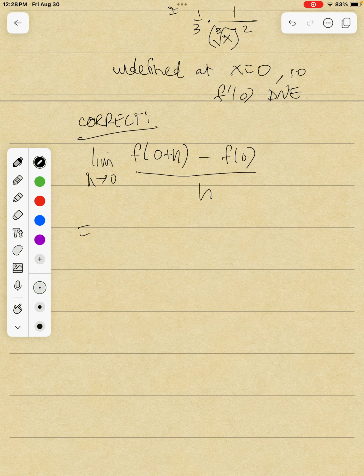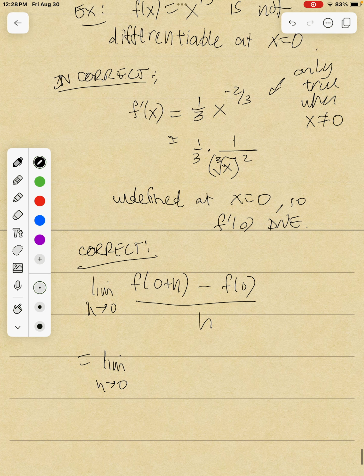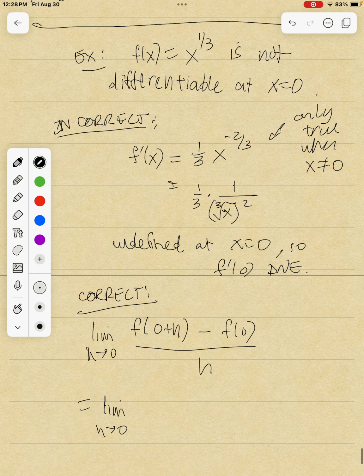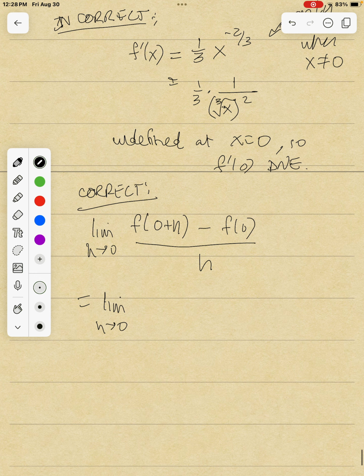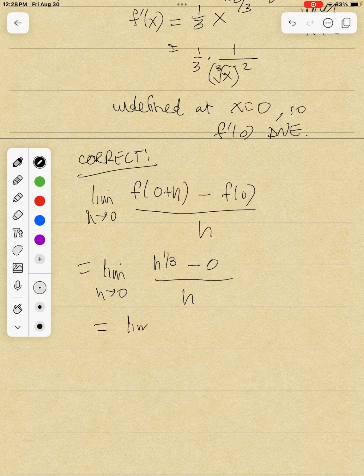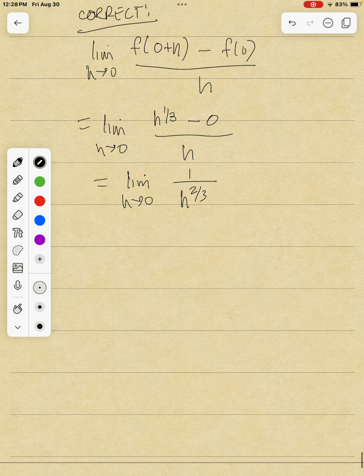Now, what is this limit equal to? It's the limit as h goes to 0 of f of h, which is h to the 1/3 power, minus f of 0, which is 0 to the 1/3 power, which is 0, all over h. And so this is equal to the limit as h goes to 0 of 1 over h to the 2/3, because I have h to the 1/3 over h, so I subtract the exponents.